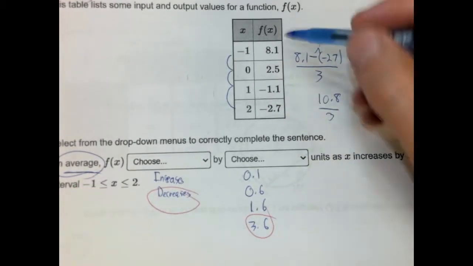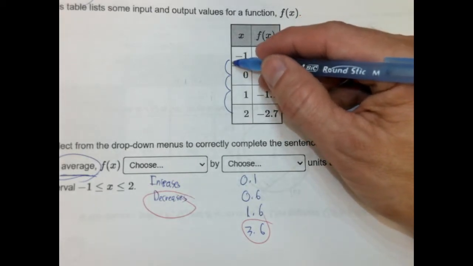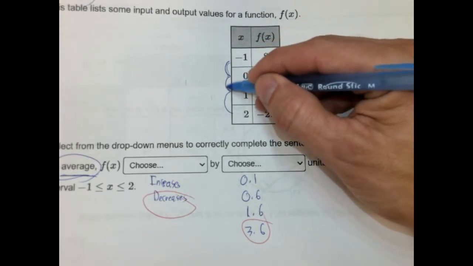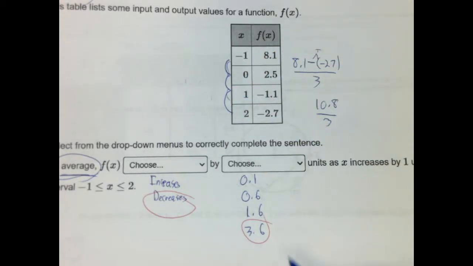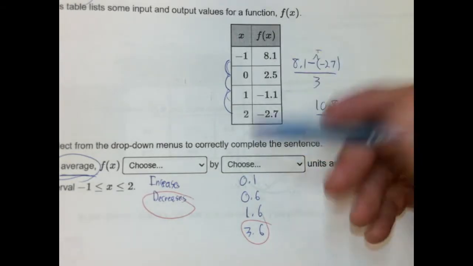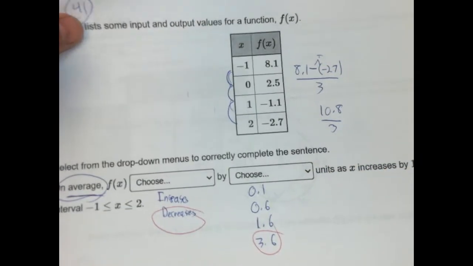Also, another key is that there's 3 changes, right? It goes from here to here to here. So there's 1, 2, 3 shifts. So that's why you're dividing by 3. Because some people would divide it by 4, but there's not 4 shifts. There's 3 actual changes that occur.